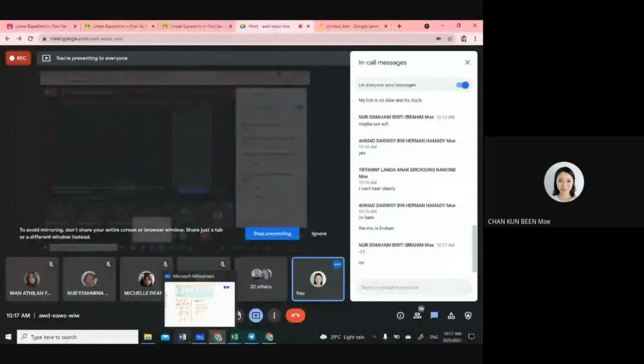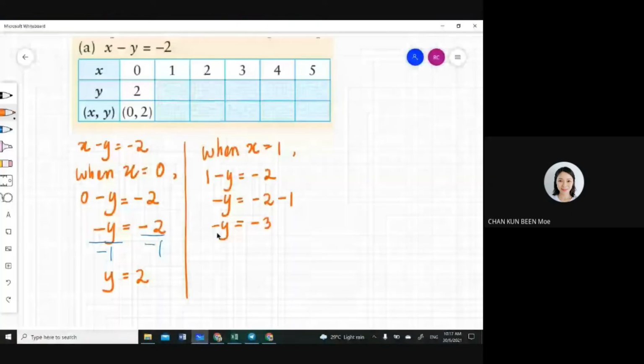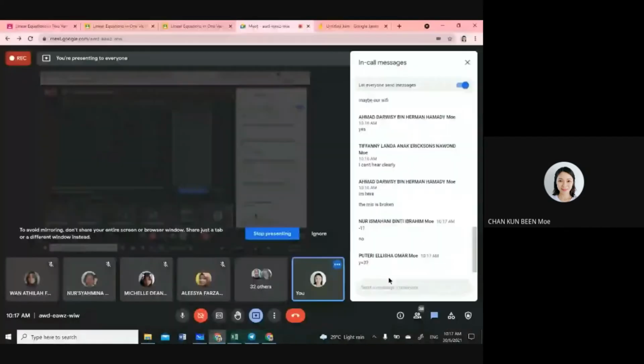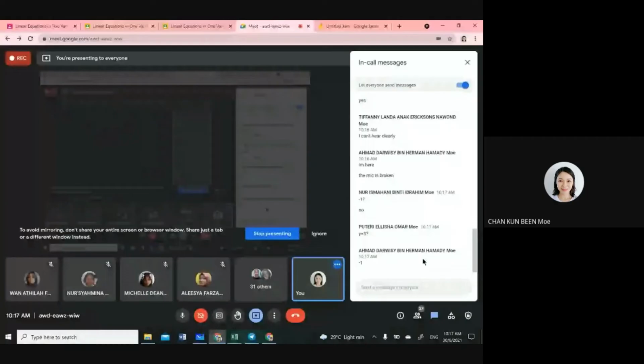I'll show you. Negative y equal to negative 3. What is the value of y? Okay, now tell me. A lot of your friends are answering for you already. I want Ahmad. Ahmad, can you answer? Can or cannot? You just tell me. Negative 1. Okay, the answer is not negative 1.